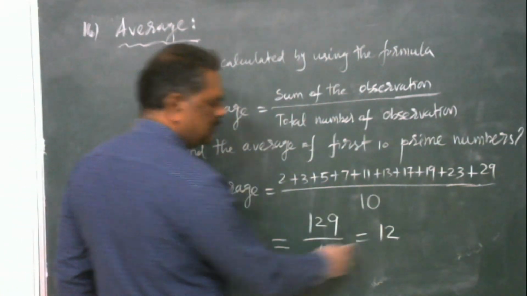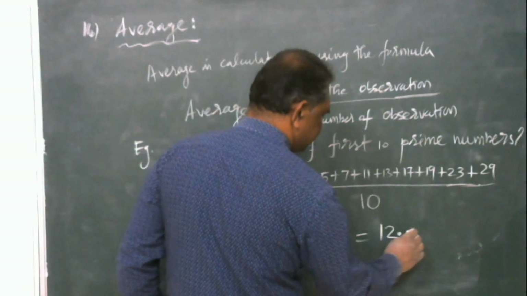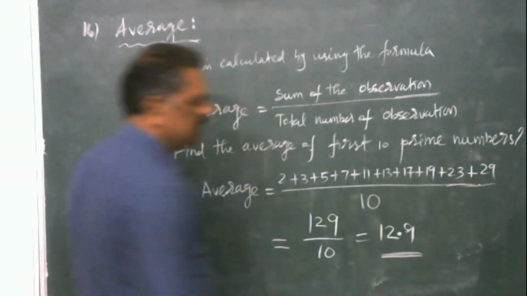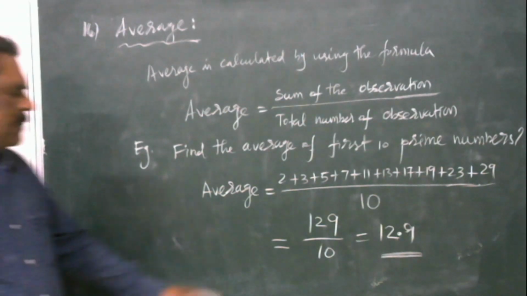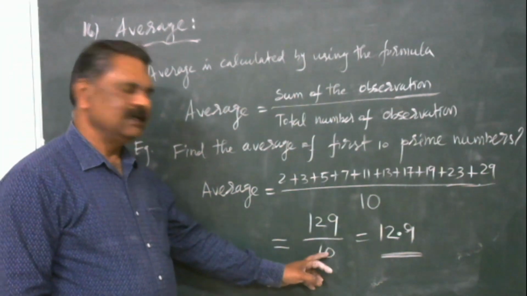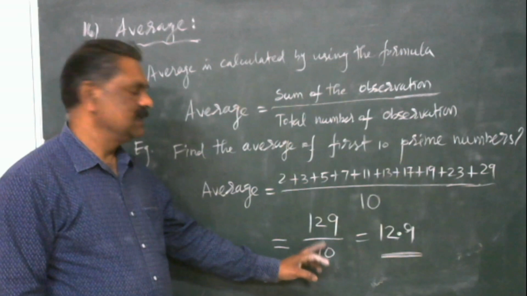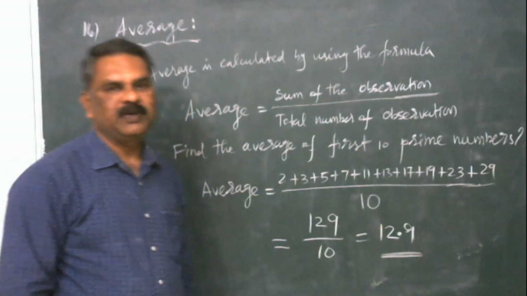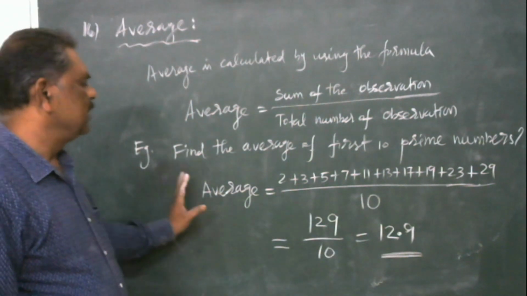129 tenths. So 129 tenths means 12 units and 9 tenths. So it is 12.9. So average is 12.9.